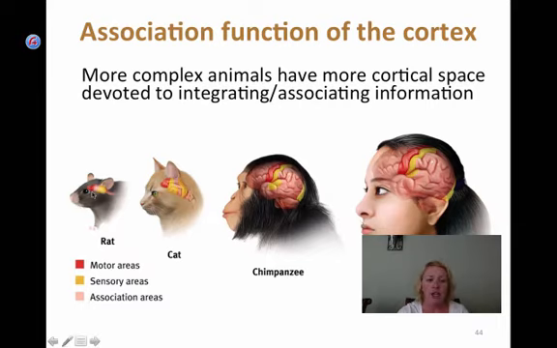If we look at a rat, you can see the red is the motor, the yellow is the sensory, and the pink is the association areas. Rats have very, very small amounts of association areas, which is one of the reasons why rats will run through mazes endless amounts of times for the same reward, because they don't have that ability to make that association, unlike a human, right? We could only get you to run through a maze so many times before you say, okay, cool, I'm done. Cats have a little bit more, chimpanzees obviously have much more, and then human beings have a large amount of cortical space.